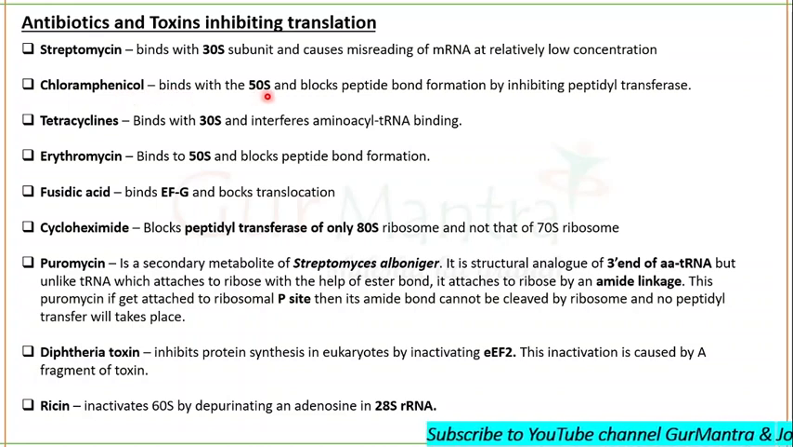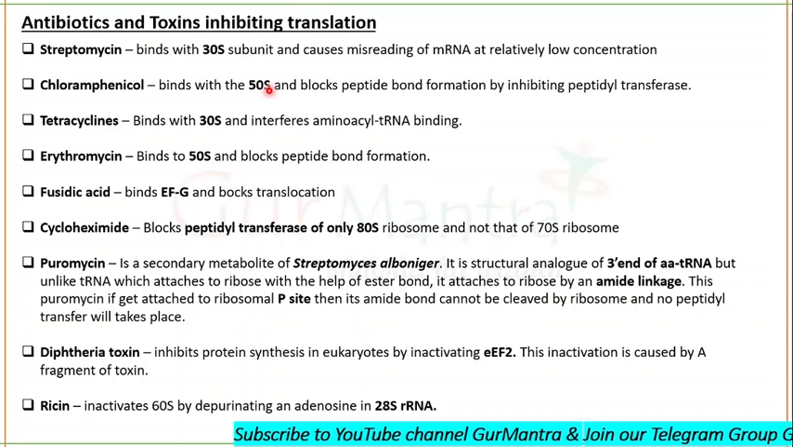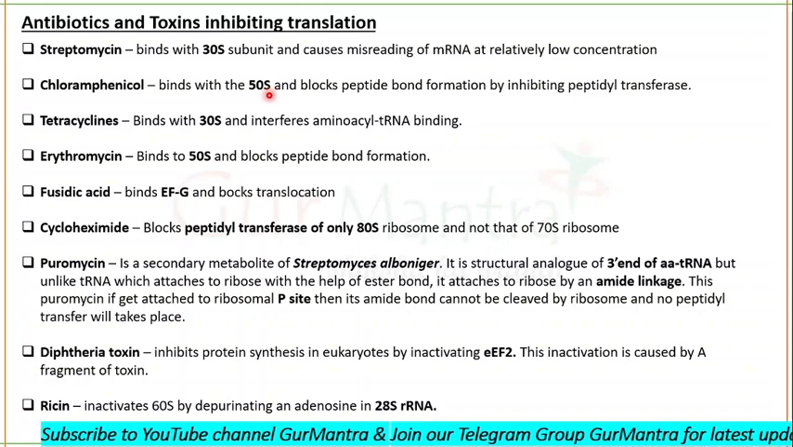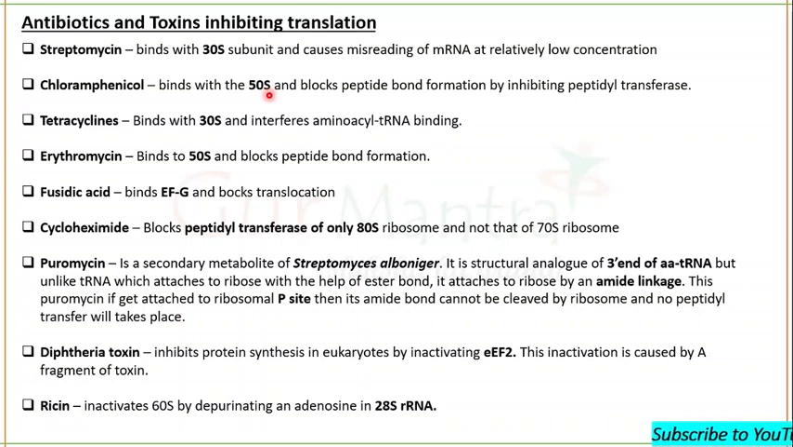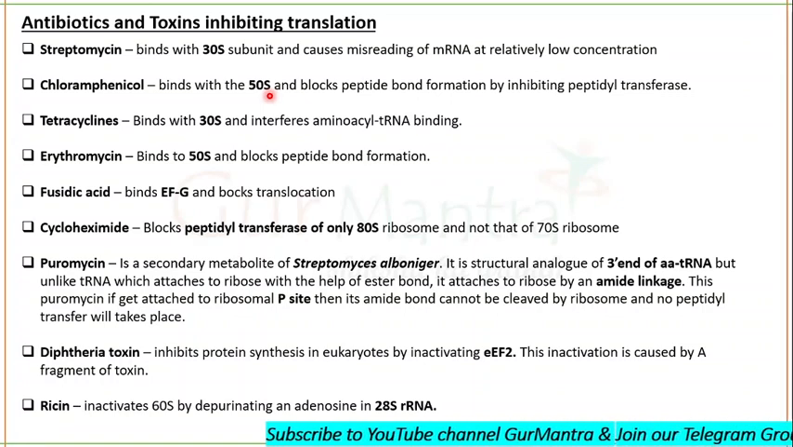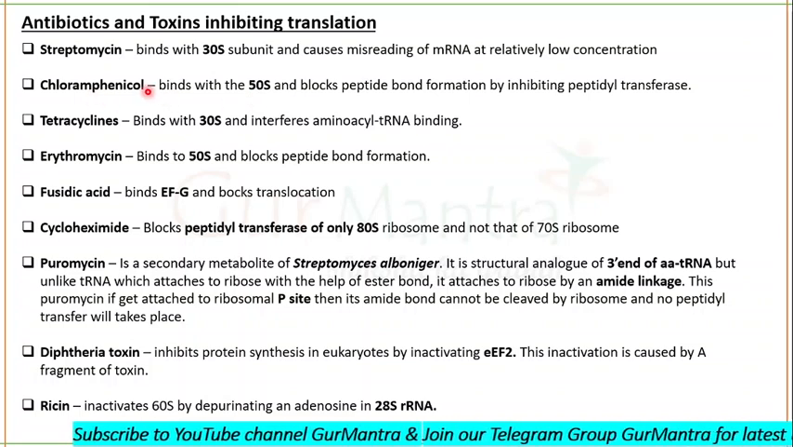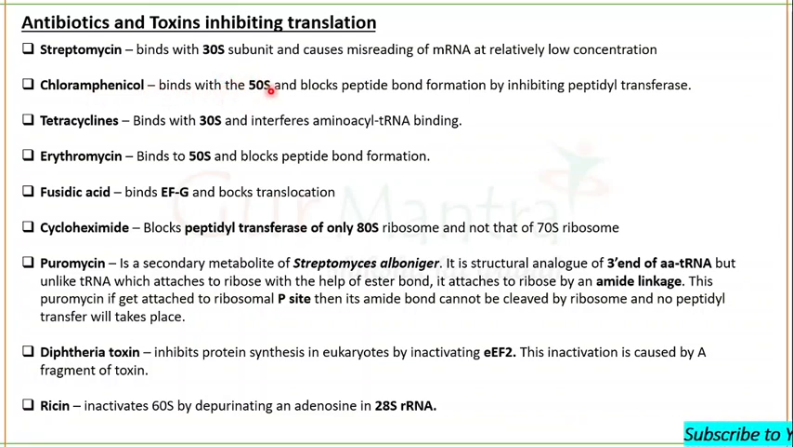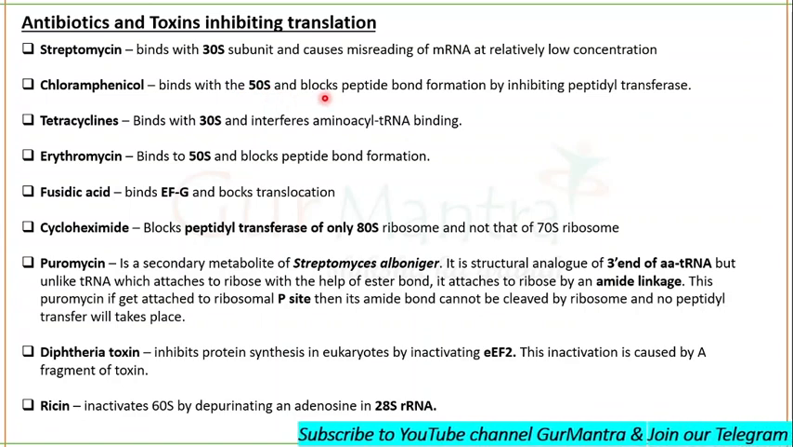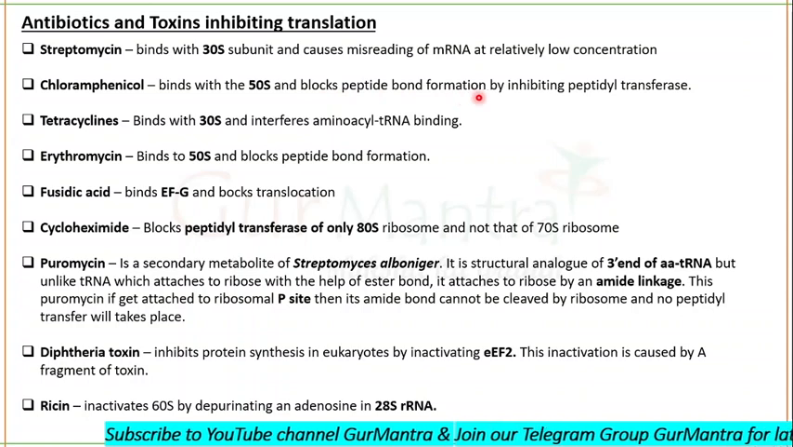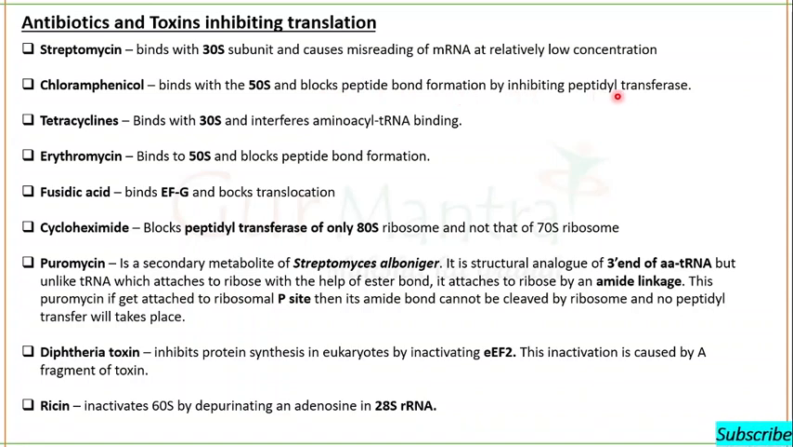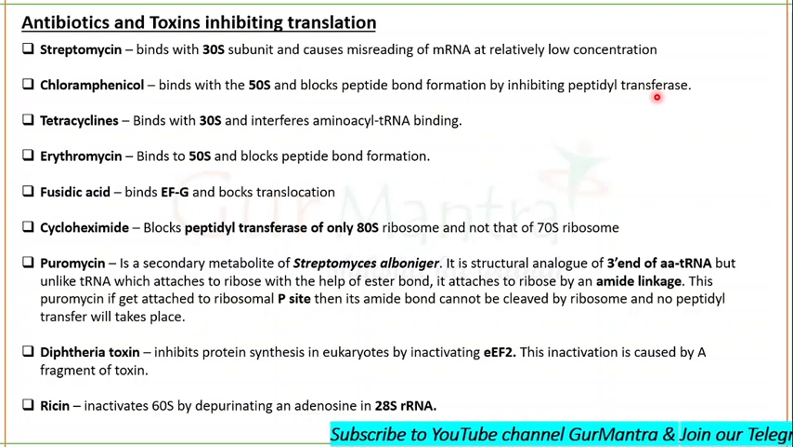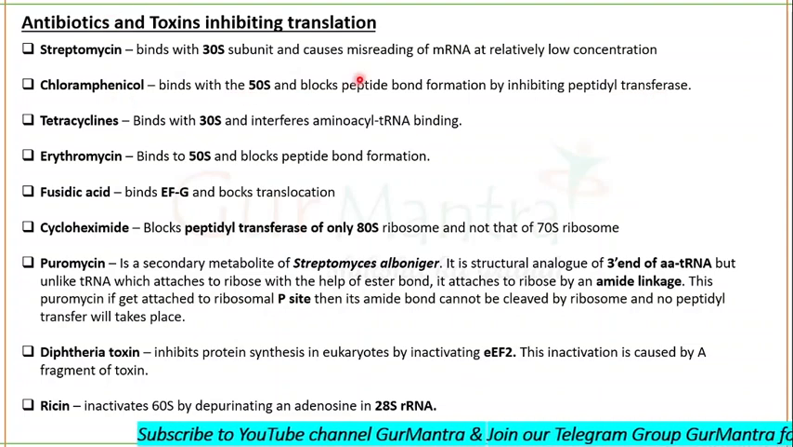And next is chloramphenicol. Chloramphenicol binds with the 50S subunit, and the 50S subunit is also found in the 70S ribosome. The 70S ribosome is present in all the prokaryotes and mitochondria and chloroplast. After chloramphenicol binds with the 50S subunit of our 70S ribosome, it actually blocks the peptide bond formation by inhibiting peptidyl transferase. Peptidyl transferase is the main enzyme which is responsible for the formation of peptide bonds.